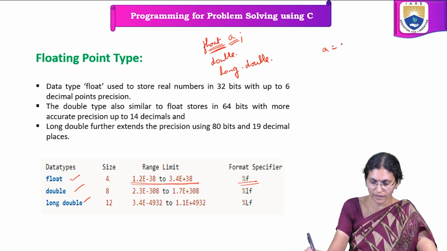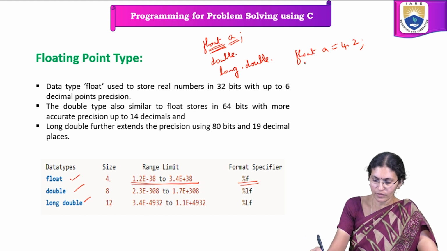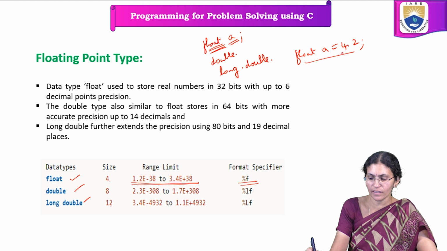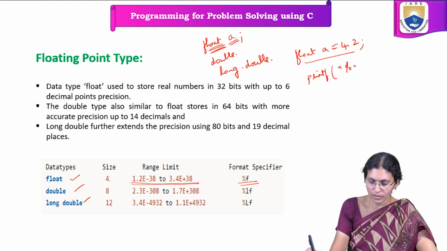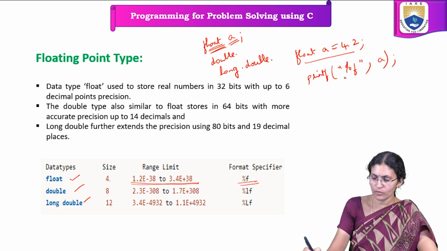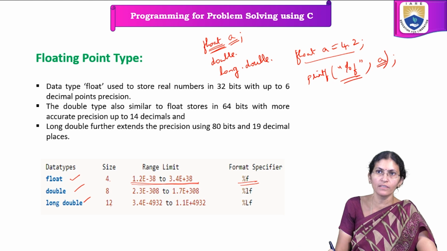Suppose we are writing a is equal to 4.2. So this is a floating point number. We need to declare it also. So this is the declaration part. Here itself we have assigned the value of float also. In order to print the value on the screen we use %f and then a. So this is the format specifier in order to print a floating point variable.